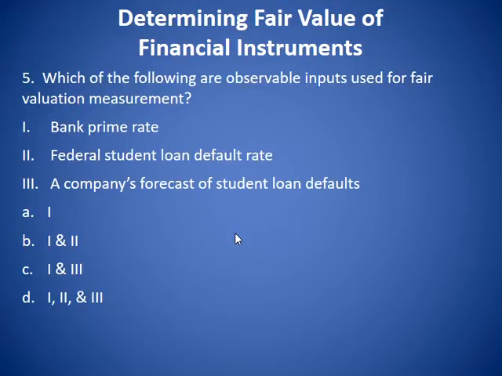Okay, let's go on to question number 5. Which of the following are observable inputs which can be used for fair market value measurement? So again, stop your video, and when you're ready for the answer, restart the video and view the answer slide.